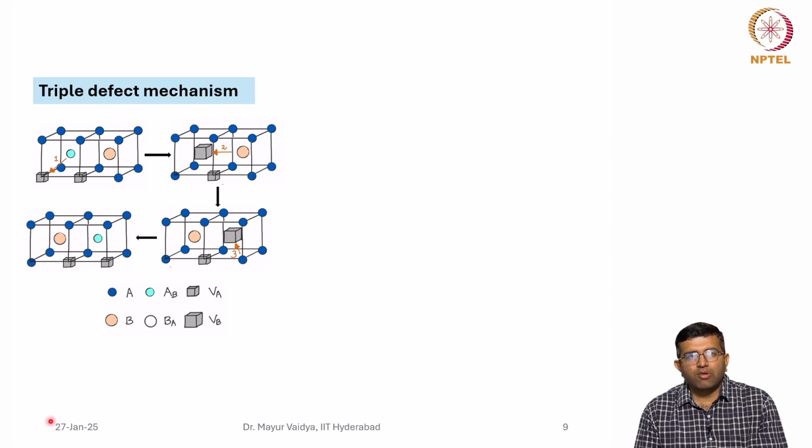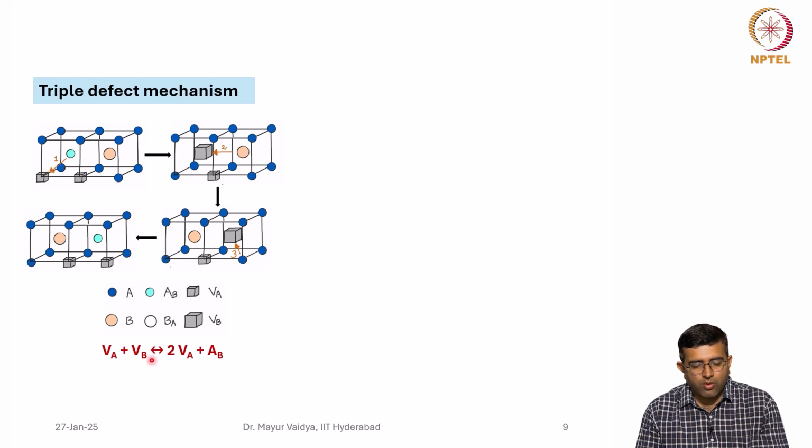So, you have an anti-site defect again created. Now, if you see them together, you will see that this triple defect which was present here has now moved to this position. So, this is how the atomic motion proceeds in this case, and this is the initial reaction of how the anti-site or the triple defect is generated.